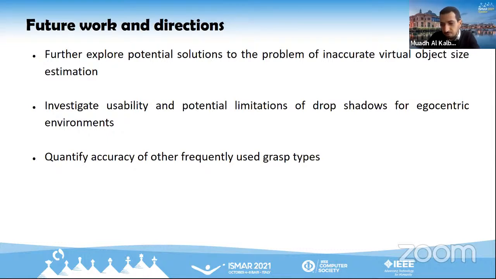And finally, for this specific body of work, we only assessed one grasp type, which is called the medium wrap grasp. The reason for that is because it's based on the literature. It's the most used grasp type that we use on a daily basis in our daily tasks. So we also want to quantify the accuracy of other frequently used grasps that we use on a daily basis and see how well those translate to augmented reality as well.